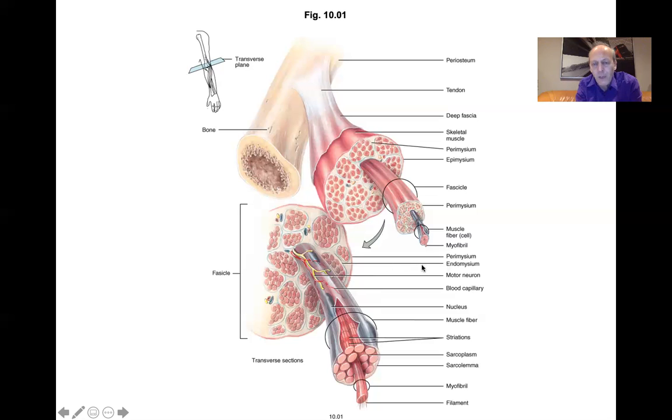That is endomysium. But then, as the multiple muscle cells or muscle fibers need to be packed together, they become unified in a fascicle. The fascicle means the bundle. And of course, the bundle will have its own boundary, which we need to apply to the very surface of the fascicle. And that connective tissue layer becomes known as the perimysium.